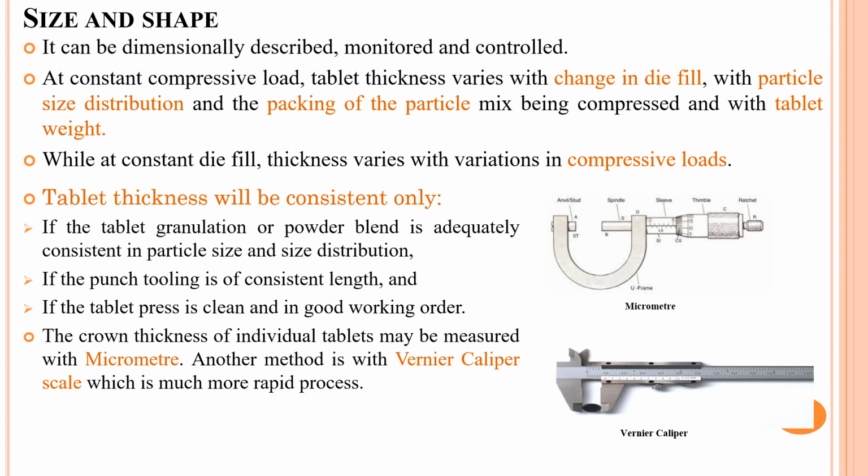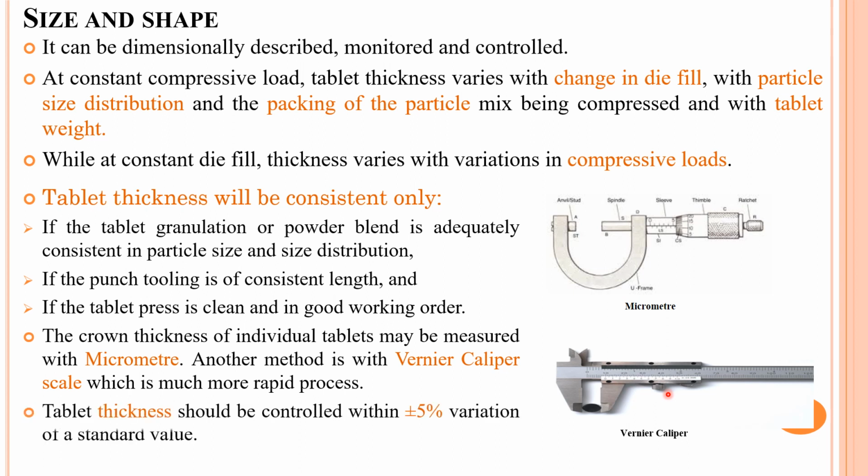Now, seeing these equipments for the measurement of thickness, first one is the micrometer. In micrometer, this is an anvil which is a fixed one, and this is a spindle. We keep our tablet between anvil and spindle and measure the thickness of the tablet through this scale. The unit of the tablet thickness will be in micrometer. This is a vernier caliper scale in which these two are the external jaws between which we keep our tablet and measure the thickness through this scale. Unit will be in centimeter.